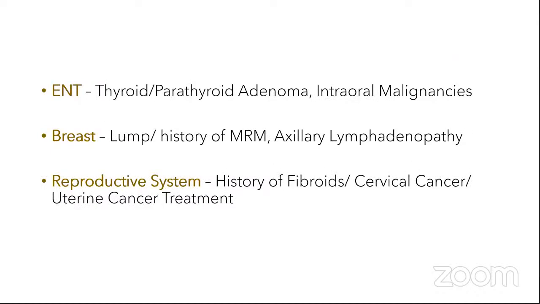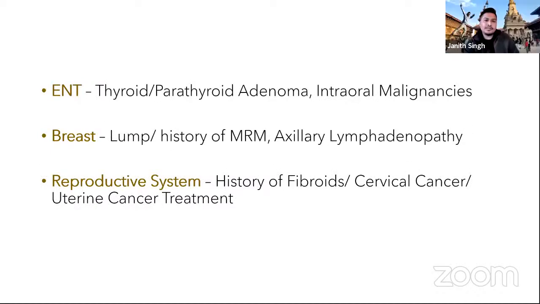Now, ENT-wise, it's always a good idea to see the patient's neck. Sometimes they have frank swelling there. It could be goiter, it could be parathyroid adenoma. Intraoral malignancies are very common in our part of the world because of tobacco chewing. So we get a lot of these patients having very odd types of bone metastasis.